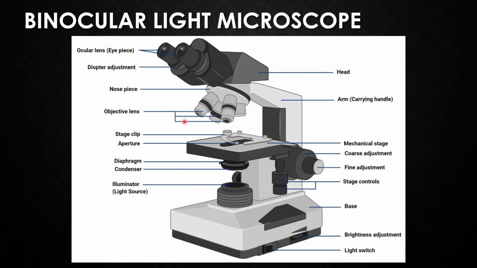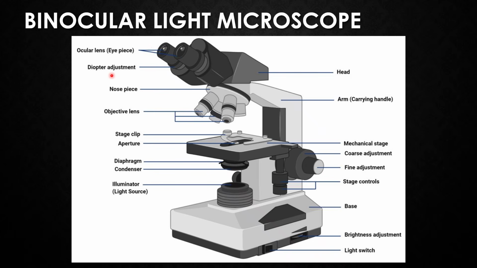Next is the ocular lens. The ocular lens is also called the eyepiece. Currently, ocular lenses are available with different magnification powers, and this ocular lens is a lens on the top of the body tube of the microscope. It has a magnification of 10x or 15x in normal vision.